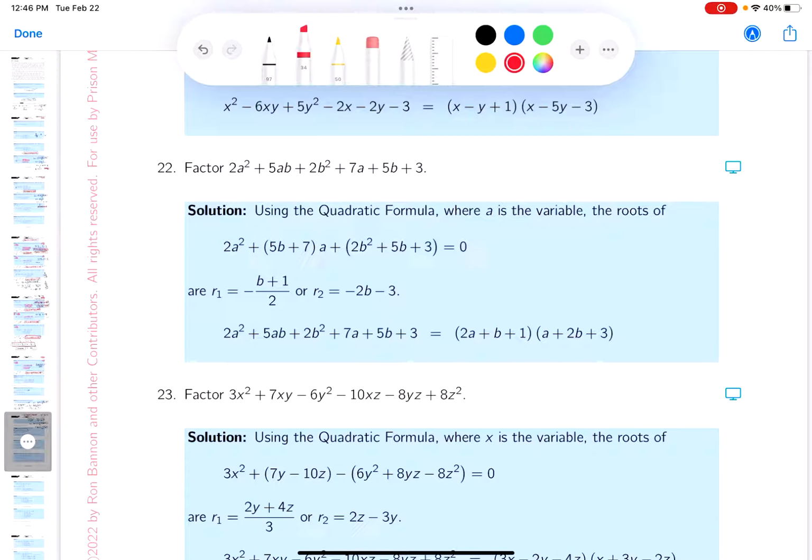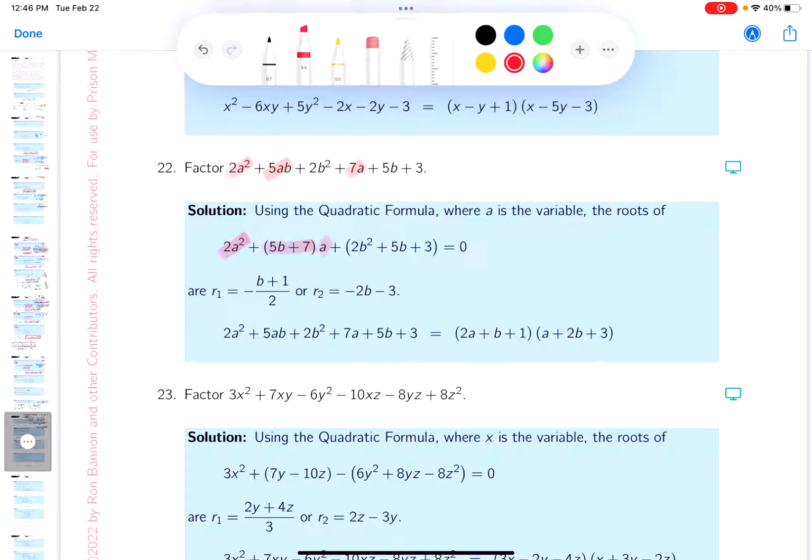Okay, you got to decide what the quadratic is here. You could say it's in B or A. I'm going to treat it as quadratic in A. So I'm going to look for the coefficient of A squared, then the coefficient of the A. I'm seeing it over here. And what's that going to be? It looks like 5B plus 7.